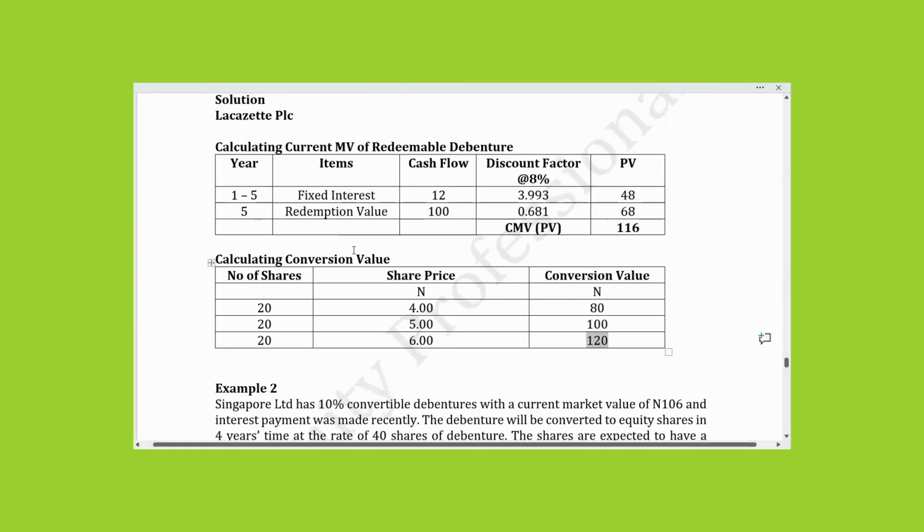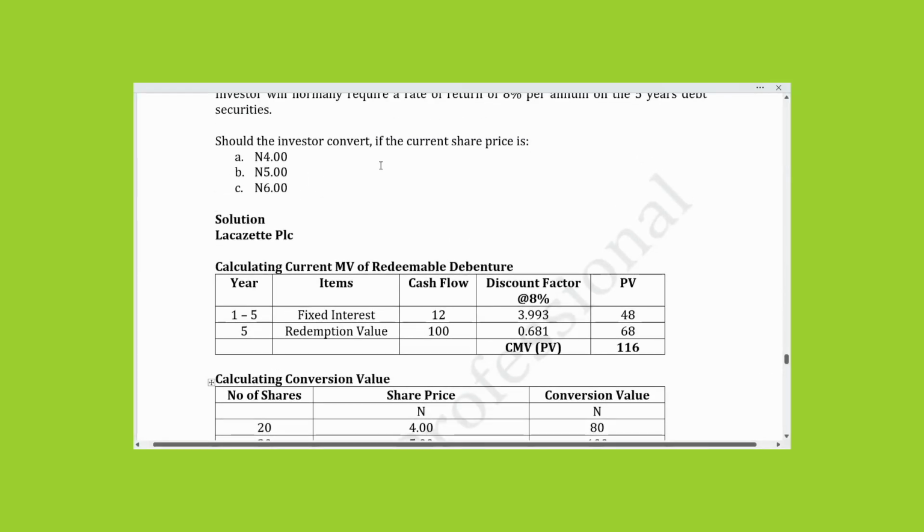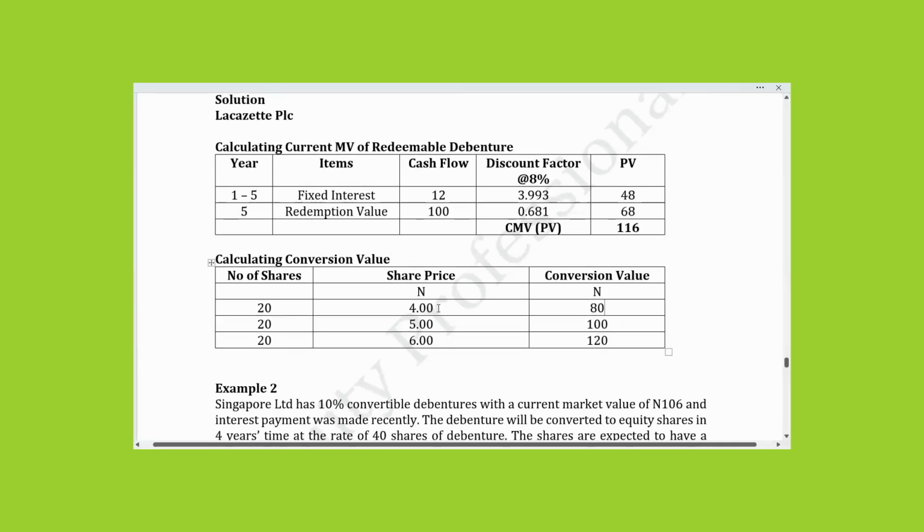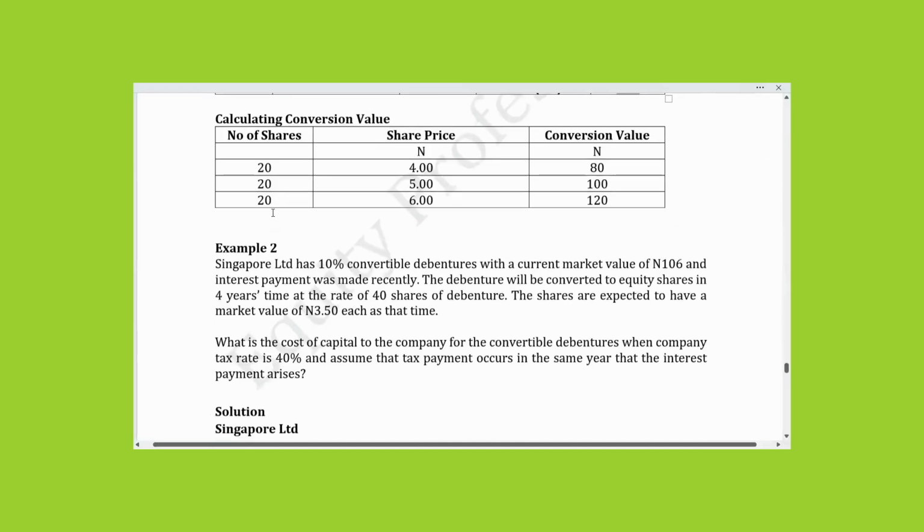So the examiner is asking you, should the investor convert? You know that the investor will only convert if it is profitable. If it is not profitable, they will not convert. Therefore, at 4 naira and 5 naira, the investor will not convert. The investor will only convert at the share price of 6 naira, since the conversion value of 120 is higher than the current market price of 116 naira. So that's what you are going to do.